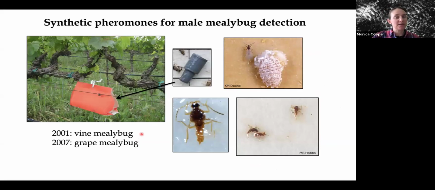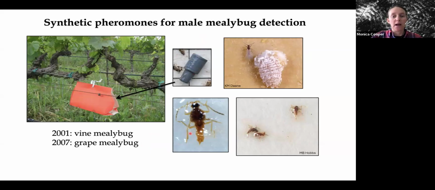Okay, so the synthetic pheromones that we use for male mealybug detection, we have used them for vine mealybug since about 2001 when that pheromone was identified. And then it was 2007 when the grape mealybug pheromone was identified. And the process for using them for detection is that the synthetic version of the pheromone is loaded into a lure. That lure is placed into a trap. The trap is placed in the field and then left in the field for a certain interval before it's collected. And then the mealybugs are identified and counted on the trap.